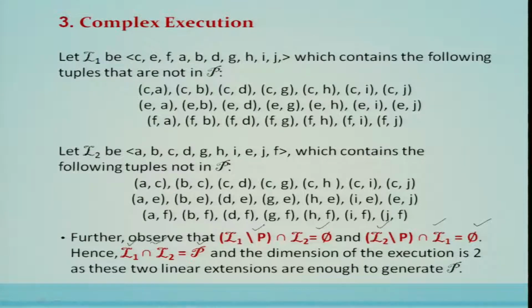Hence the dimension of this particular execution is 2. That means two linear extensions are good enough to generate this partial order. Hence the vector clock of size 2 is good enough to ensure the strong consistency property, and hence basically to solve this application.